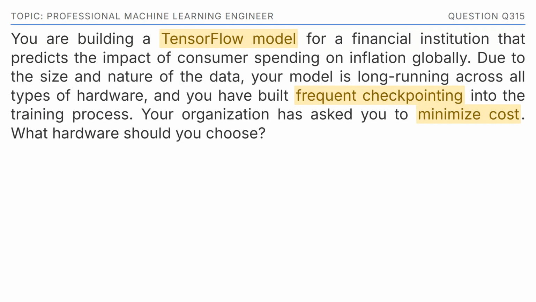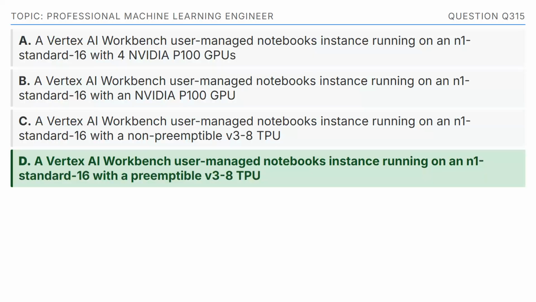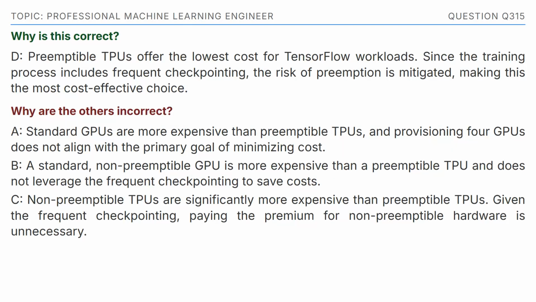To arrive at the correct answer, we focus on the keywords: TensorFlow model, frequent checkpointing, minimize cost. The correct answer is option D, a Vertex AI Workbench user-managed notebooks instance running on an N1 Standard 16 with a preemptible V3-8 TPU. Why is this correct? D. Preemptible TPUs offer the lowest cost for TensorFlow workloads. Since the training process includes frequent checkpointing, the risk of preemption is mitigated, making this the most cost-effective choice.